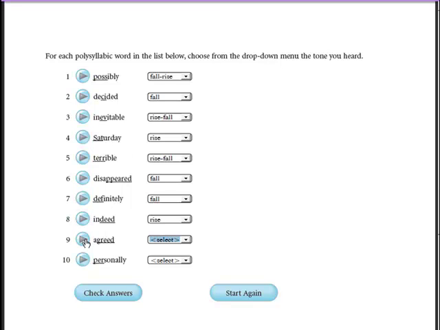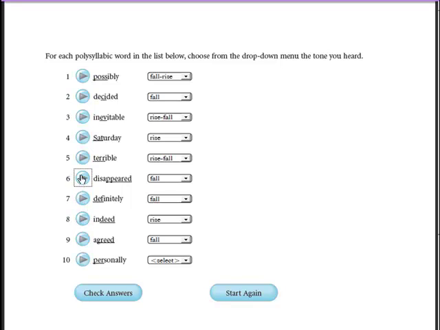All right, what have you noticed? Agreed. Disappeared. Definitely. Decided. Agreed. They're all falling. Listen to the difference between falling and rising. Agreed. Indeed.